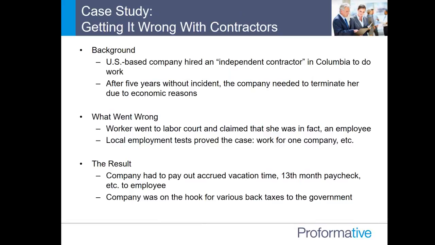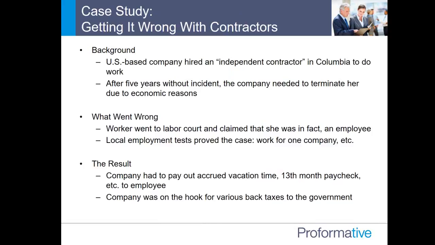And we all know that really that looked and felt like an employee relationship because they were working solely for that individual company. And then after 5 years, everything was good except for the fact that the company, due to economic downturn, decided to retrench from the territory and needed to get rid of the contractor. So they effectively terminated her in accordance with her contractor agreement. And of course, she ran straight to the labor courts and proved successfully that she was in fact an employee. She'd worked for one company for 5 years, she'd held herself out, etc., etc.